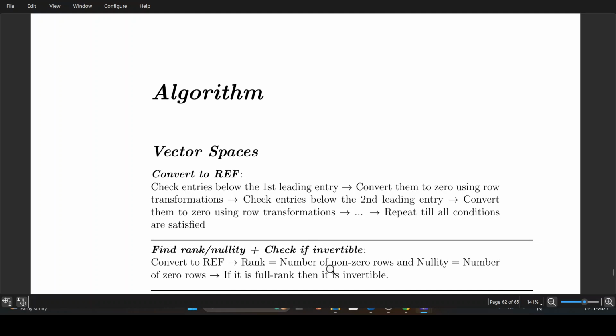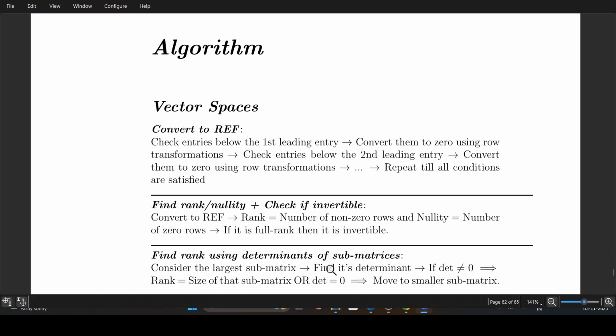So first convert it into row echelon form. Then from the row echelon form, we take the rank as the number of non-zero rows and nullity as the number of 0 rows. So if it is full rank, then it is invertible. That is, nullity should be 0.